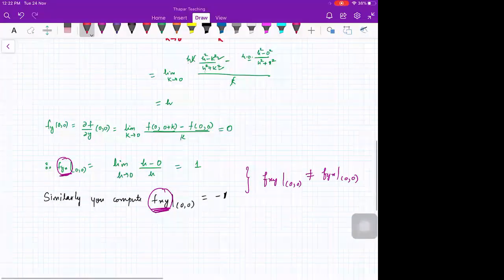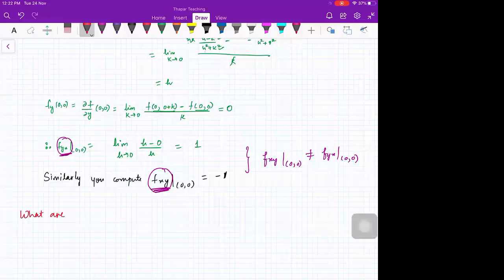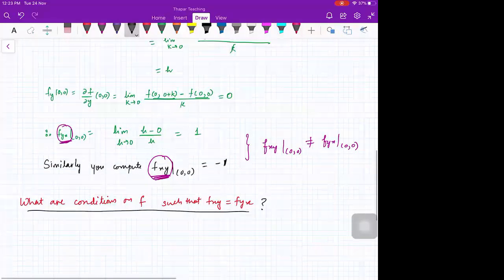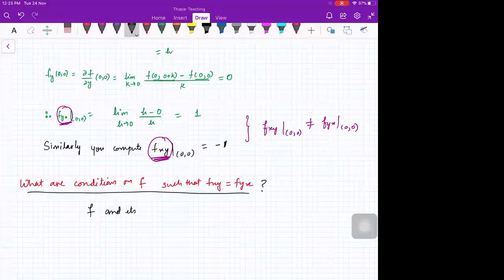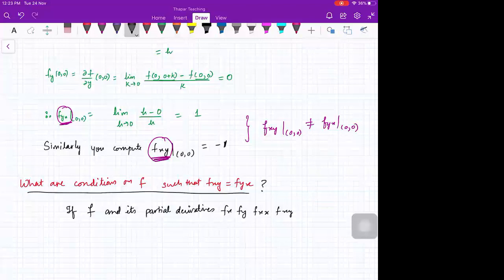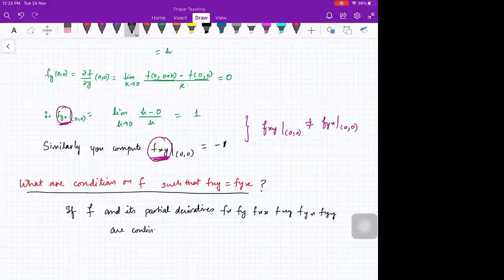But in most problems you will encounter, fxy is equal to fyx. So what are the conditions on f such that fxy is equal to fyx? The conditions are: if f and its partial derivatives fx, fy, fxx, fxy, fyx, fyy are continuous, then fxy is always equal to fyx.